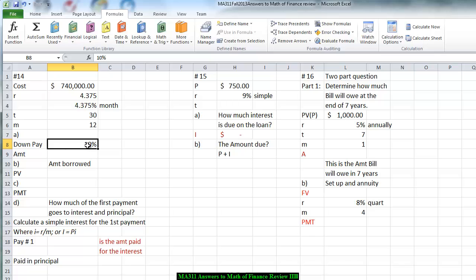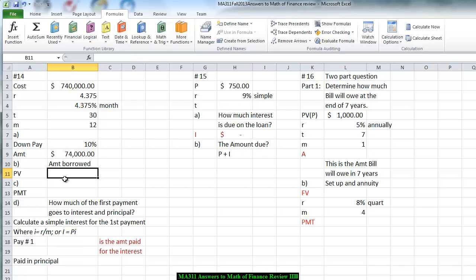If a 10% down payment is required, how much is the down payment? Well, the down payment is going to be equal to 10% of the purchase price. So of always means multiplication. We're taking the 10% times the $740,000, which means that the amount of the down payment will be $74,000.